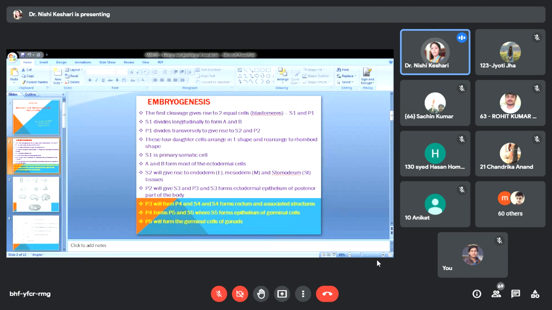They rearrange to a rhomboid shape. S1 is the primary somatic cell, and A and B form most of the ectodermal cells. S2 will give rise to EMST, that is endoderm, mesoderm, and stomodeum tissues. Then P2 will give S3 and P3, and S3 forms ectodermal epithelium of the posterior part of the body, and P3 will form P4 and S4, and S4 forms the rectum and associated structures. Again, P4 forms P5 and S5, where S5 forms epithelium of germinal cells, and P5 will form the germinal cells of gonads. Okay, so up to here you are with me? All are clear?